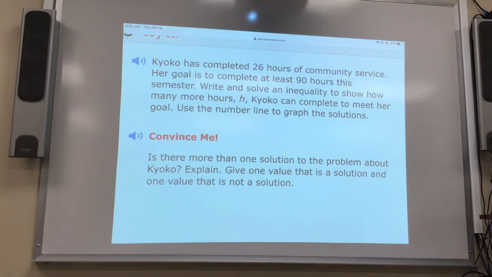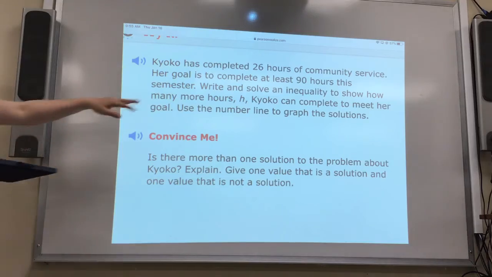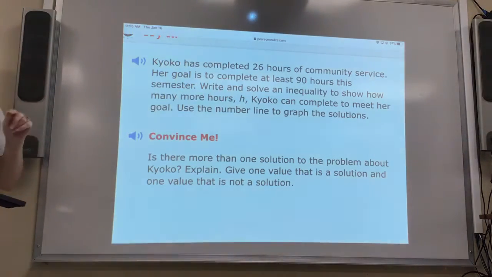Kyoko has completed 26 hours of community service. Like service hours that they have to do. 26 of them are completed so far. Her goal is to complete at least 90 hours this semester. So she wants to have at least 90 hours of volunteer, and she only has 26 now. The question is, write and solve an inequality to show how many more hours H Kyoko can complete to make her goal.